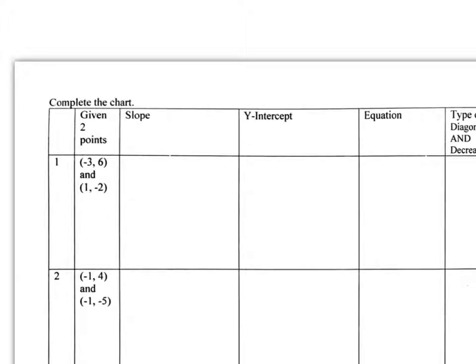So I'm gonna use a method here that I normally don't use in class, but if I have the points -3, 6, that means x is -3 and y is 6. Then my second point is 1, -2, so x is 1, y is -2.